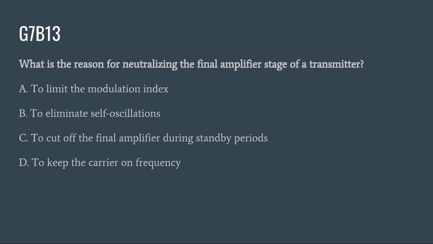G7B13, what is the reason for neutralizing the final amplifier stage of a transmitter? A, to limit the modulation index. B, to eliminate self-oscillations. C, to cut off the final amplifier during standby periods. Or D, to keep the carrier on frequency. Correct answer B, to eliminate self-oscillations.